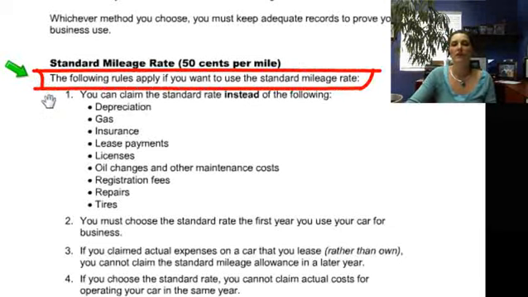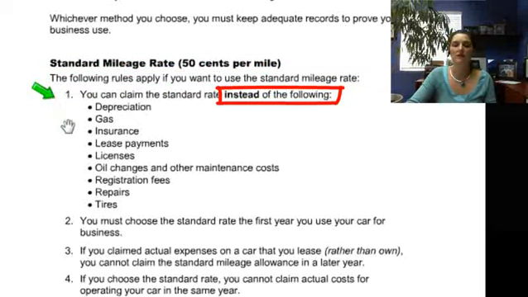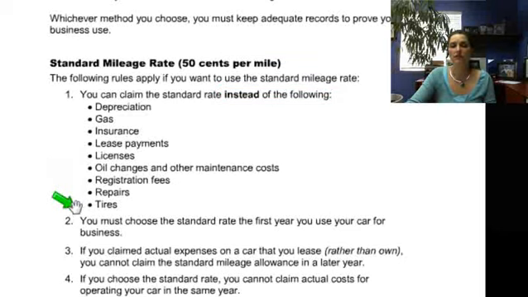The following rules apply if you want to use the standard mileage rate. You can claim the standard mileage rate instead of the following: depreciation, gas, insurance, lease payments, licenses, oil changes and other maintenance costs, registration fees, repairs, and tires.